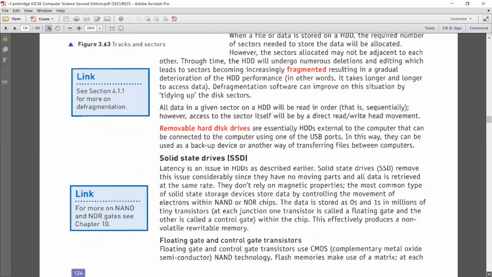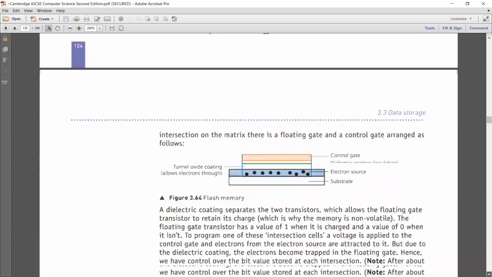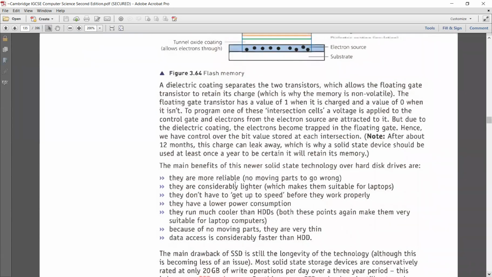SSDs. SSD, as the name implies, is solid state drive, and these are making your life easy because they are removing the problem of latency. You can see they don't rely on magnetic properties. The most important type of SSD stores the data by controlling the movement of electrons within a NAND or NOR chip. So you need to know the working of your SSDs a little bit. What is it based on? A little bit of it you need to know.